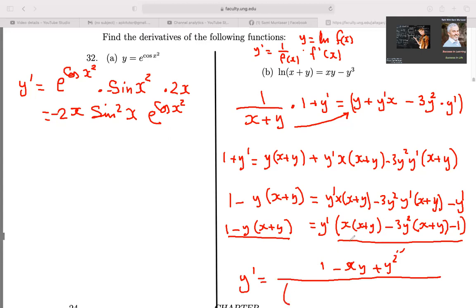I'm going to start distributing those in here, so it's going to be x squared plus xy minus 3xy squared minus 3y cubed minus 1. And you know what? This is what this question looks like, and that's what y prime is. Pretty involved, so lots of x's and y's all over the place. So, and this is it.